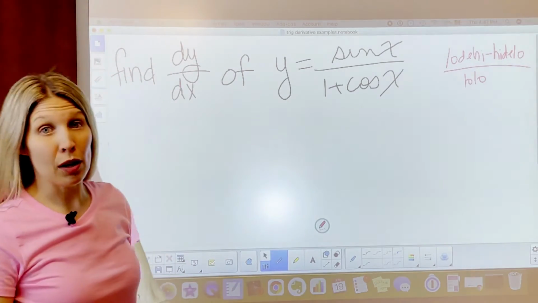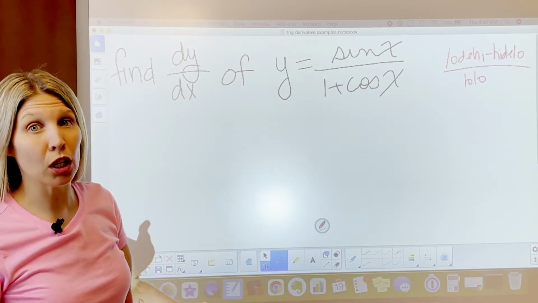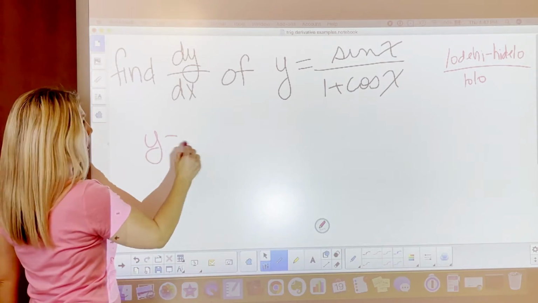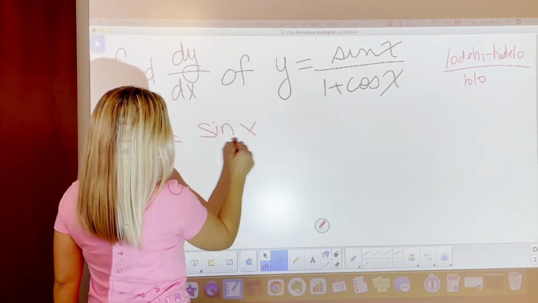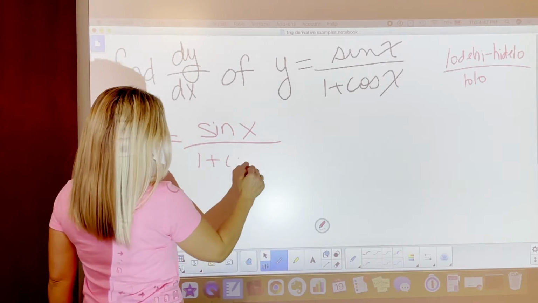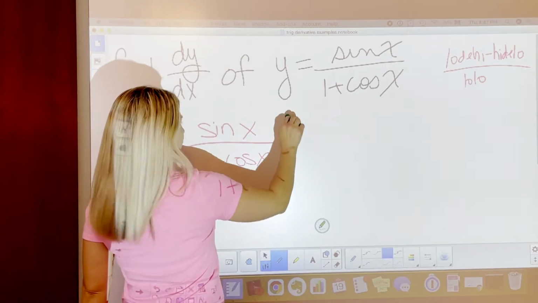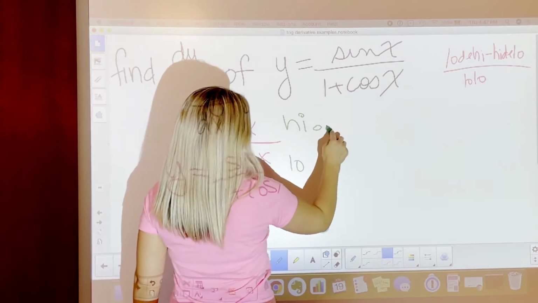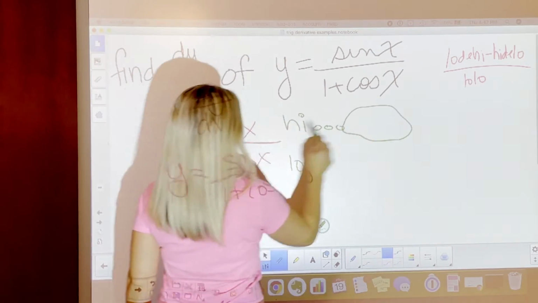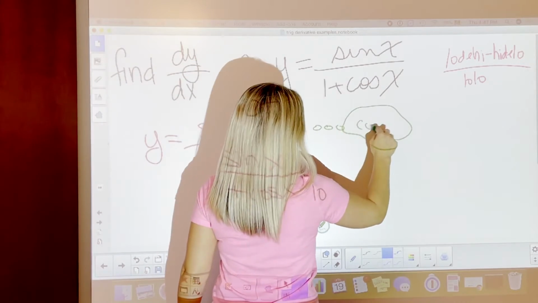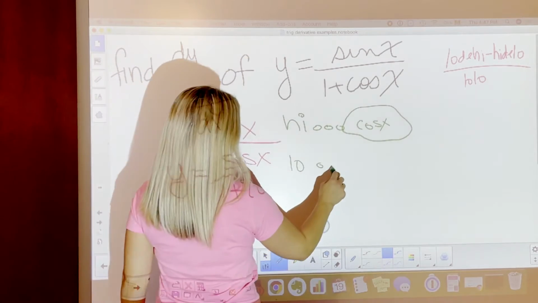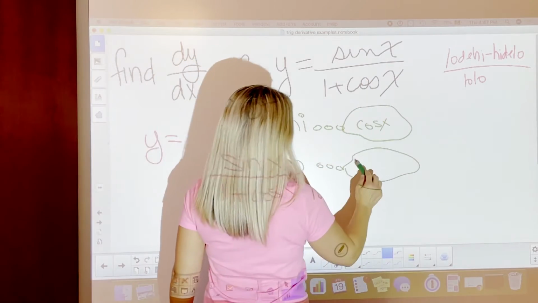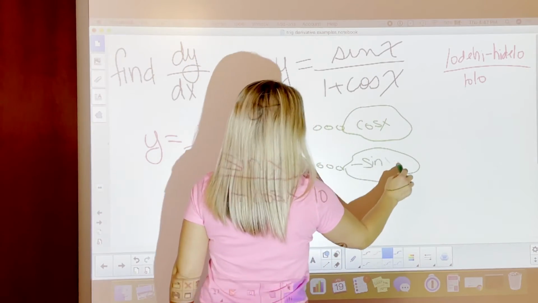The first thing you need to identify is what is your high piece and what is your low piece. I'm going to rewrite it to write it out for us easier. So y equals sine x over 1 plus cosine x. This piece is my high piece. This is my low piece. The derivative of my high piece is cosine x. The derivative of my low piece, well, the derivative of 1 is 0. The derivative of cosine x is negative sine x.